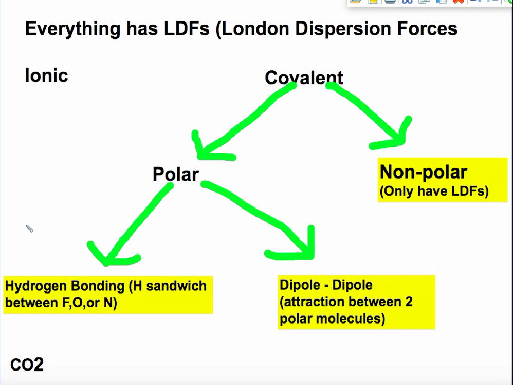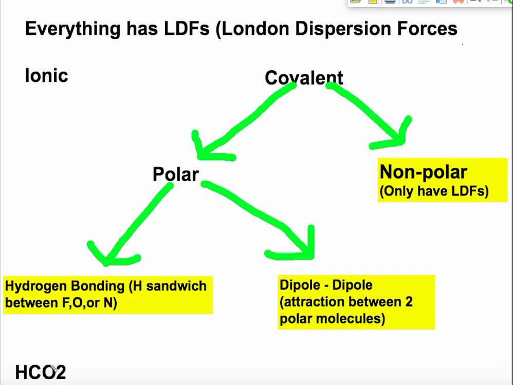Okay, CO2. You would say, well, it's not a metal, so it's definitely got covalent bonds. You would draw it, and it looks something like this. Now, it's a linear molecule, but it's symmetrical. The dipoles would cancel out. So it's going to be a covalently bonded substance, but it's nonpolar, because it's linear and symmetrical. So this one only has London dispersion forces.